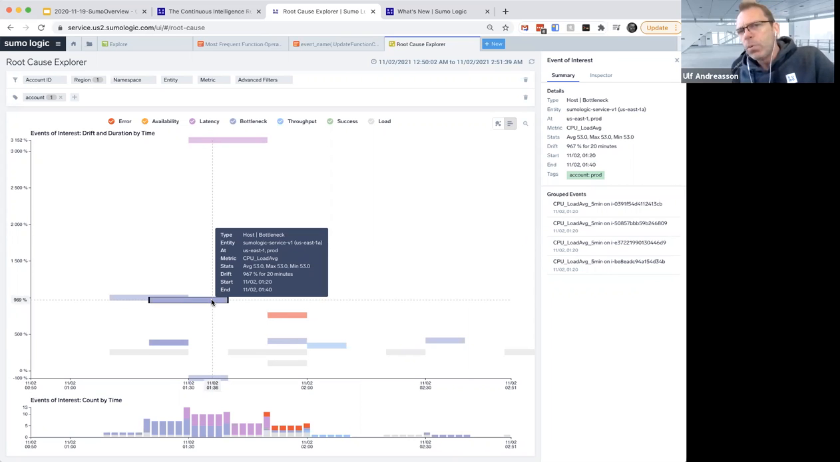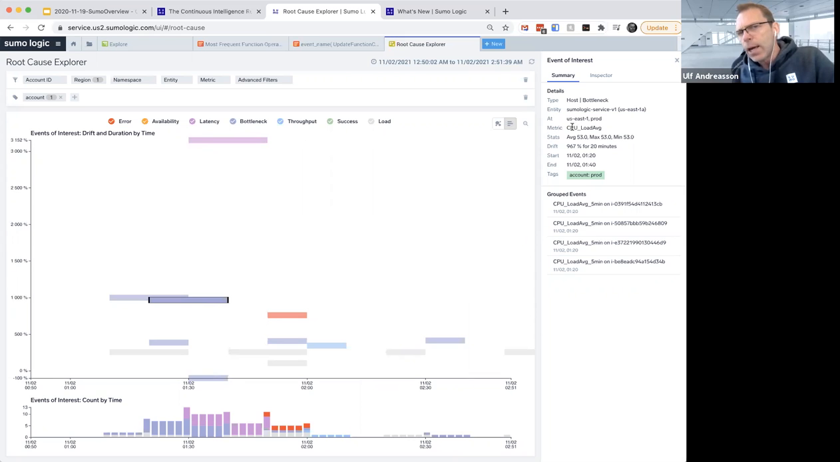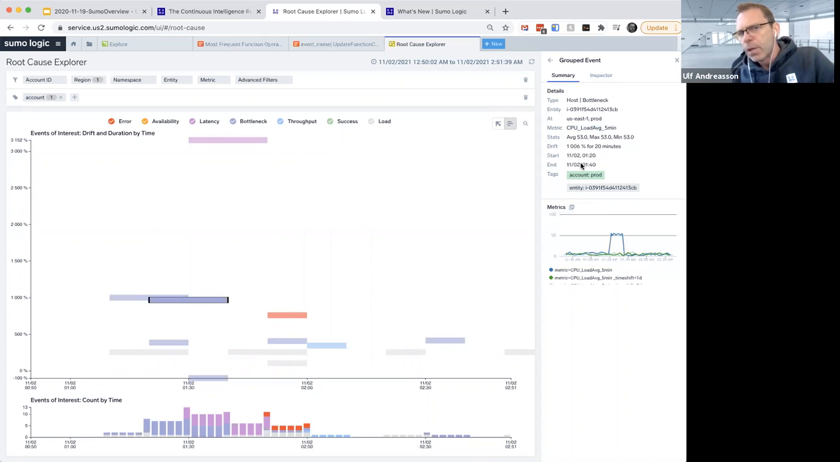And here we see some load average. This is looking at the CPU load average on some of these servers, and it is a joint grouped event from multiple of these. So I can go in here and look at specific ones. Again, this just shows me that it wasn't just one event, it was actually multiple.